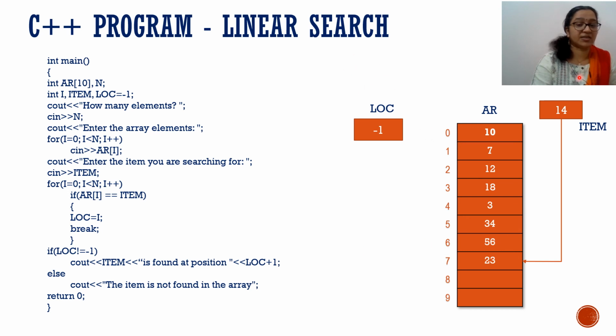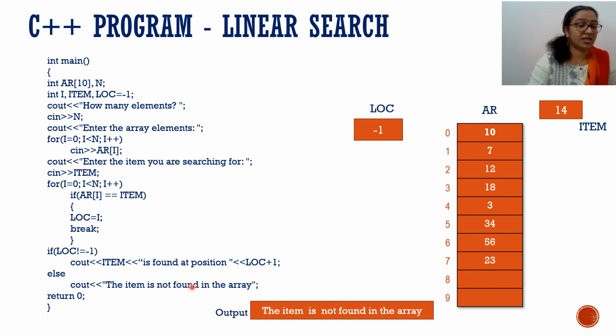We didn't get the element. So what to do? If the location is minus 1, the item is not found in the array. That is the output. See, the item is not found in the array. Location is still minus 1. Understood? So this is linear search.